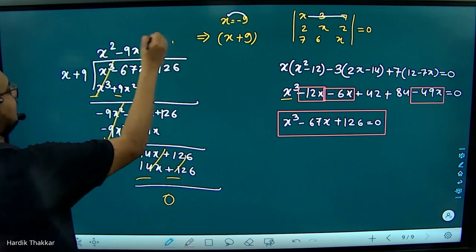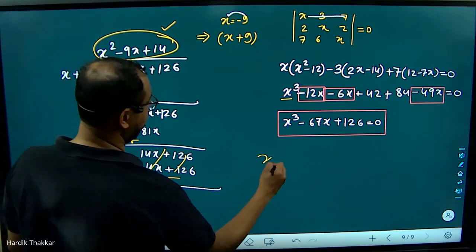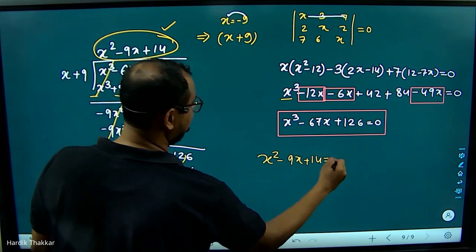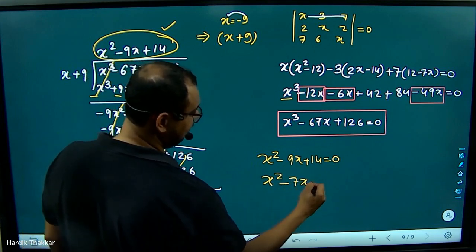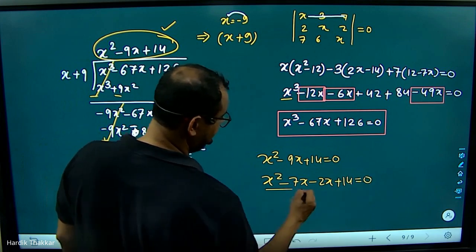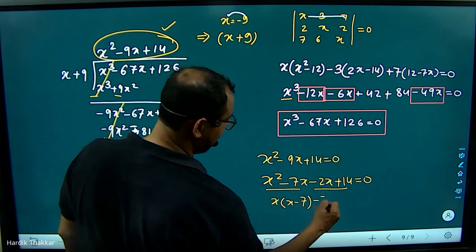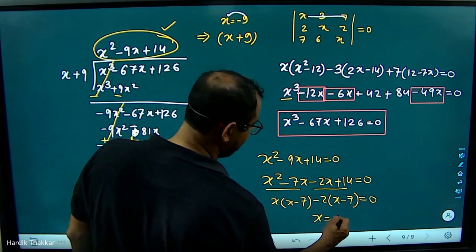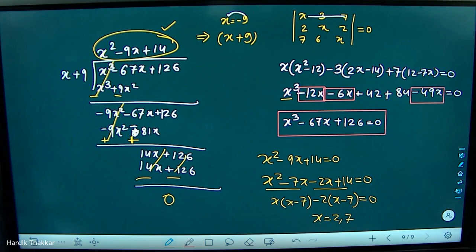Okay, now this is our expression of interest. So we will further factorize this expression, and we will find the rest of the two values of x. So for that, the middle term will be split into minus 7x plus 2x, and further we will make pairs, and we will get different values of x, like this. Okay, so is this question clear? x is equal to 2 and 7 are the two other roots of this equation. Okay.